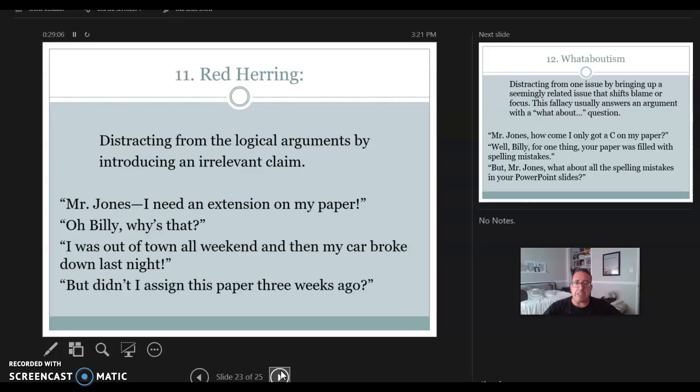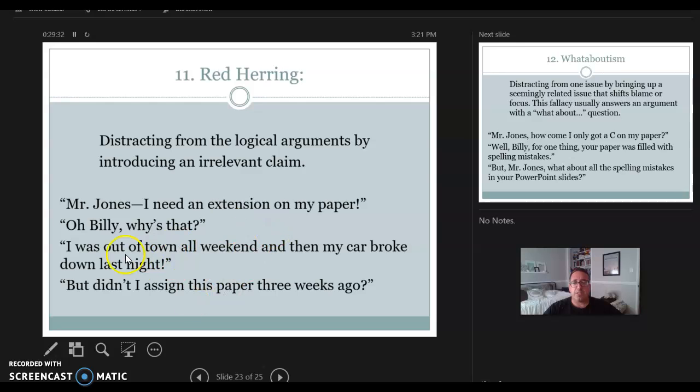Red herrings. These are just plain distractions from the logical argument by the introduction of an irrelevant claim. Sorry, I froze for a second. So a couple of examples. This is me talking to a student. Mr. Jones, I need an extension on my paper. Oh, Billy, why is that? I was out of town all weekend, then my car broke down last night. And I would answer, but didn't I assign this paper 3 weeks ago?